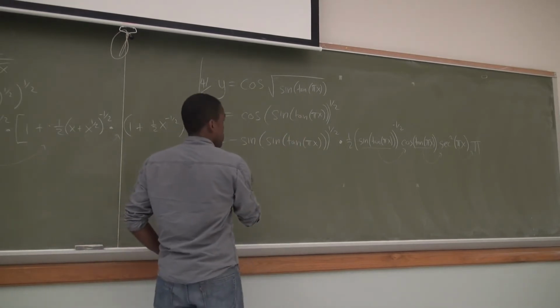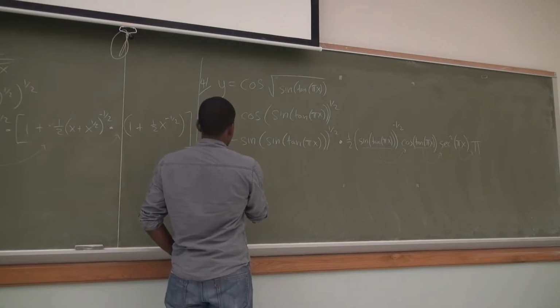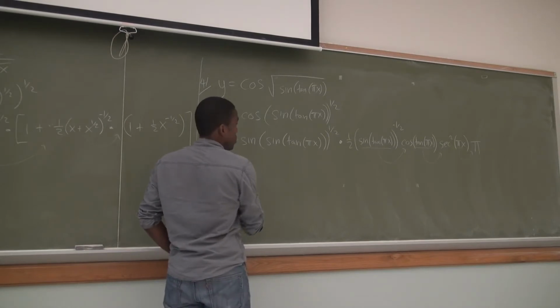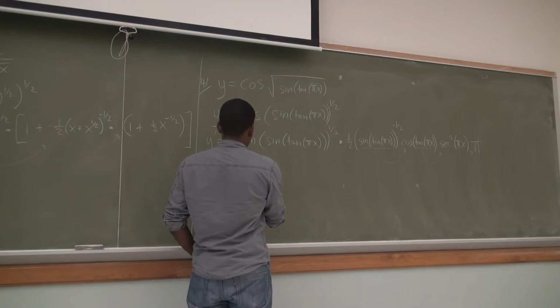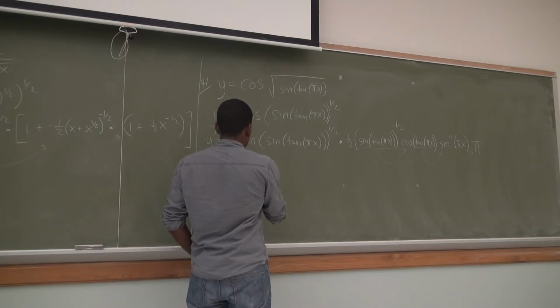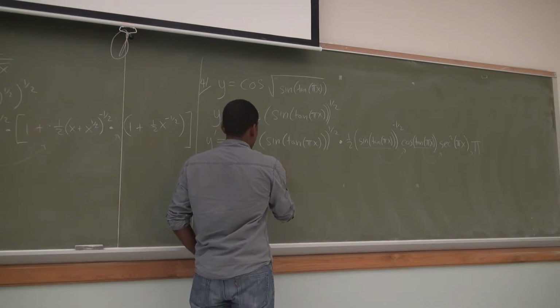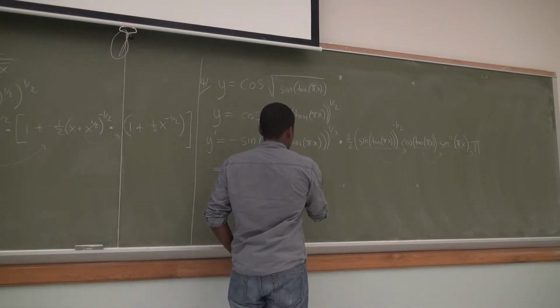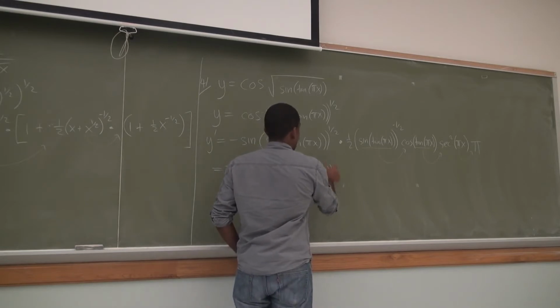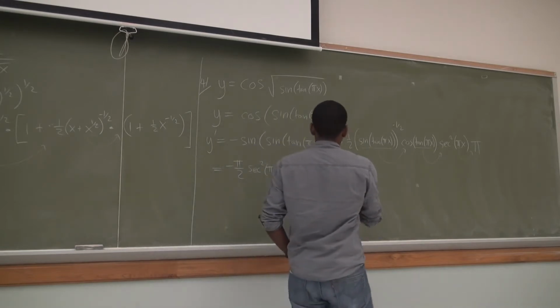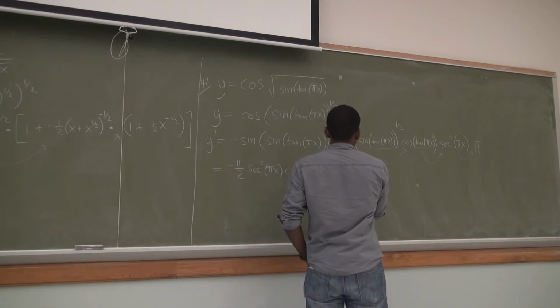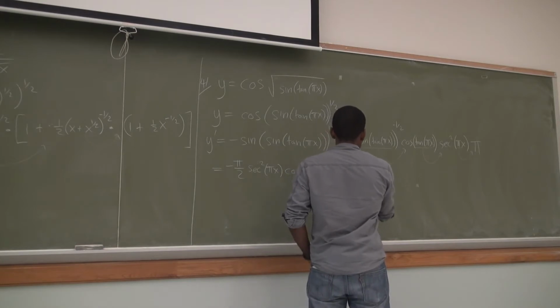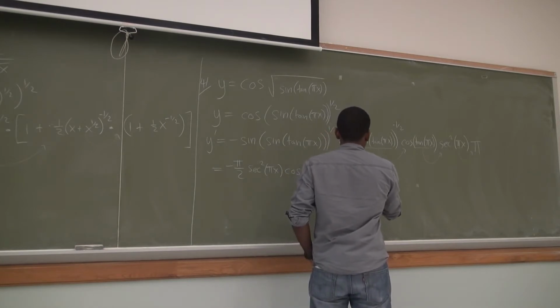So this is minus pi over 2, secant squared of pi x, cosine of tangent of pi x, over the square root of sine of tangent of pi x.